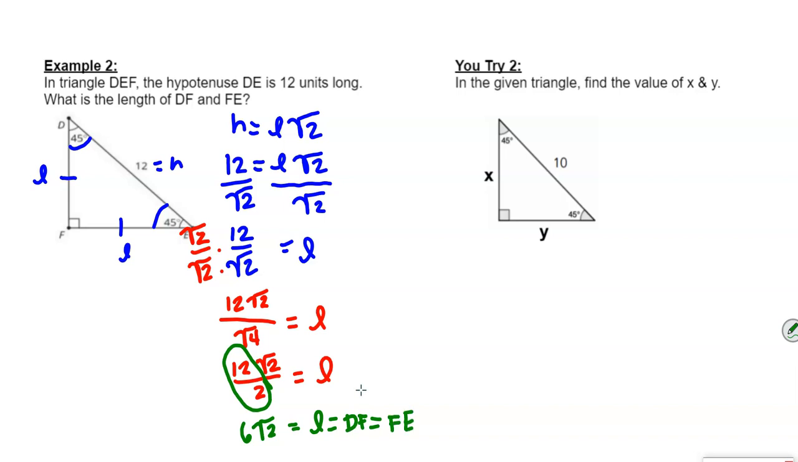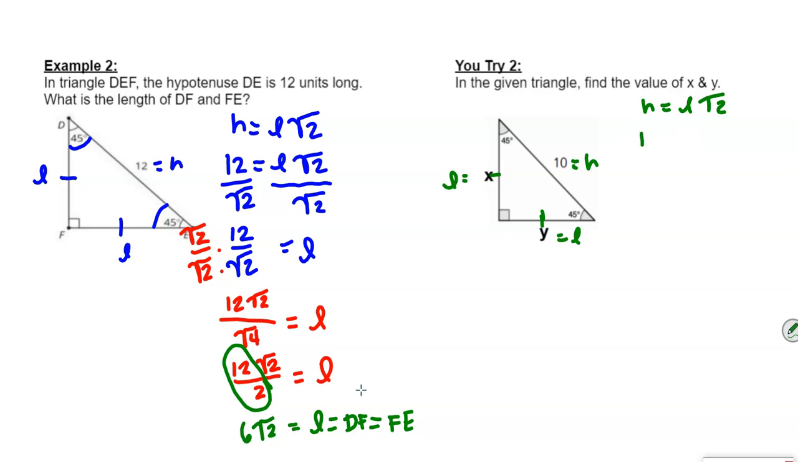Okay, let's see if you guys can do the You Try. Work through this process one step at a time. Here again, we have our legs are congruent because we have two 45-degree angles, right? So this is L, and this is L, and this is H. So we're going to say H is equal to L square root of 2. We could say that that's X and Y, right? Actually, let's not do that. Let's go ahead and say 10 here.